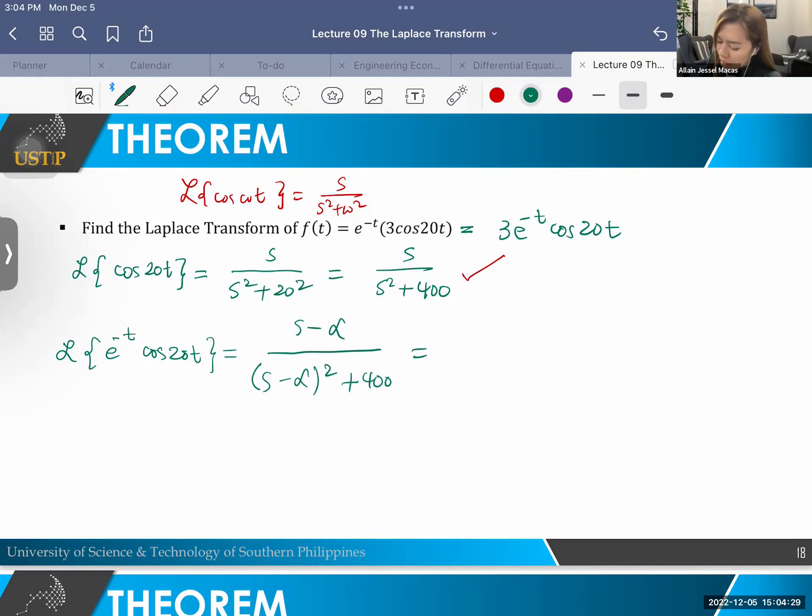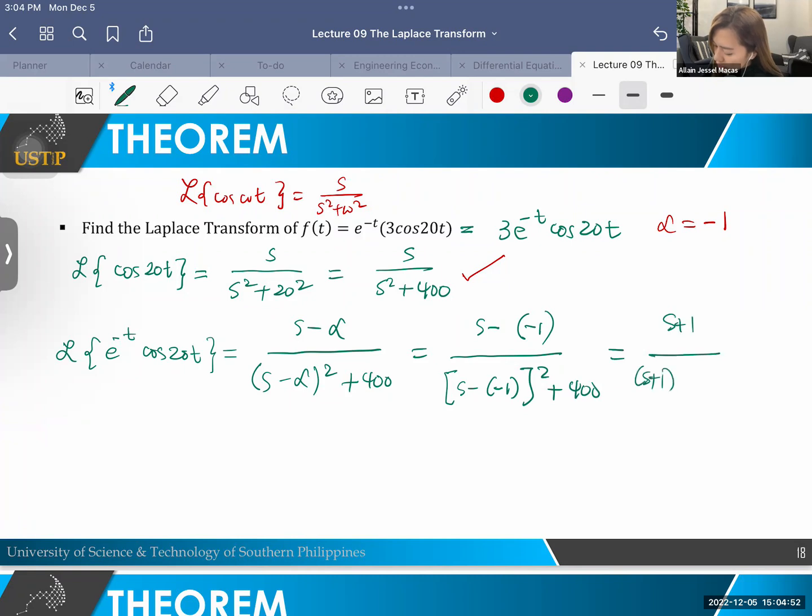And our alpha, ito na tong alpha. Our alpha is the negative exponent, this one. Okay, so that is negative negative 1. So that means s minus alpha, kung alpha is negative 1, ma-plus 1 na siya. Okay, so s minus negative 1, squared plus 400. We have s plus 1 over squared plus 400.